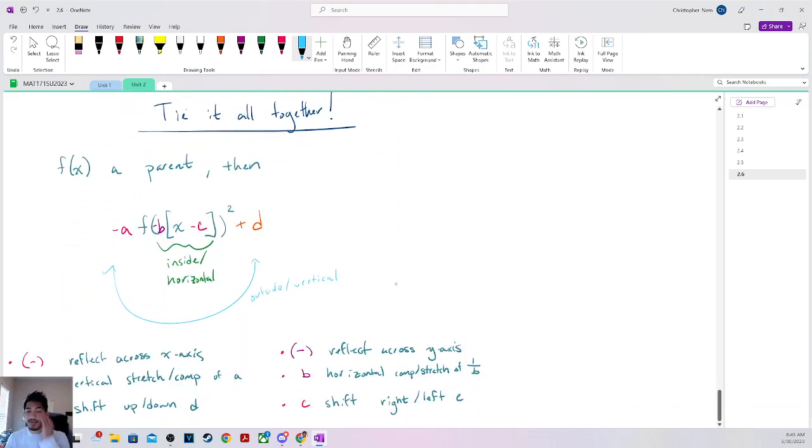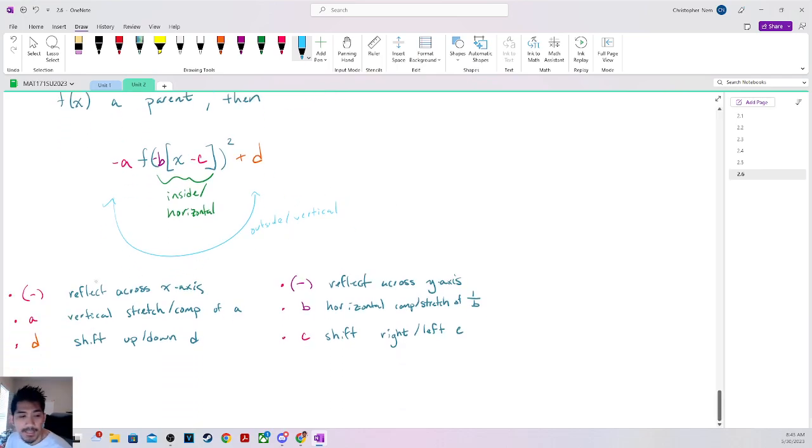Now let's tie it all together. So I've written down this little schematic right here. I don't know if they have this in the book or not, but I just kind of constructed it. Everything outside will represent that outside transformation slash vertical. Everything inside will be that horizontal transformation. Horizontal will reverse things, and the vertical transformation will be what we think intuitively. So the negative represents reflection across the x-axis. If I have a value of a being multiplied, it's a vertical stretch slash compression of a. If I have this plus d, I have a shift up or down that value d.